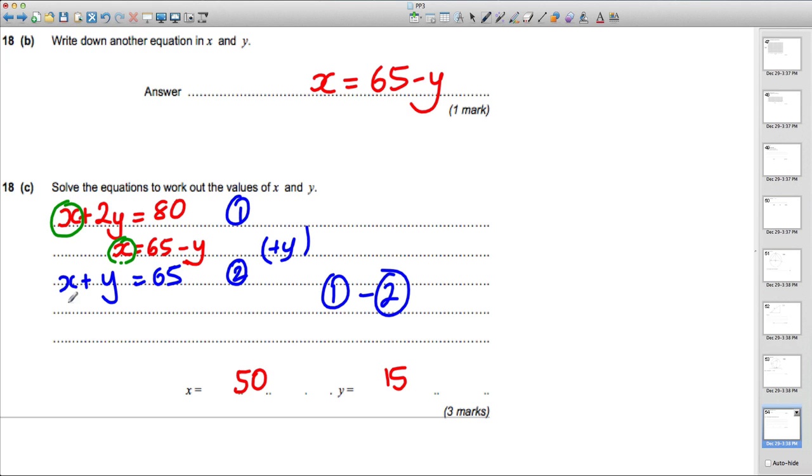2y, x take away x is nothing. 2y take away y is 1y. 80 take away 65 is 15. There's your y is 15 again. Sub it back in to get your x.